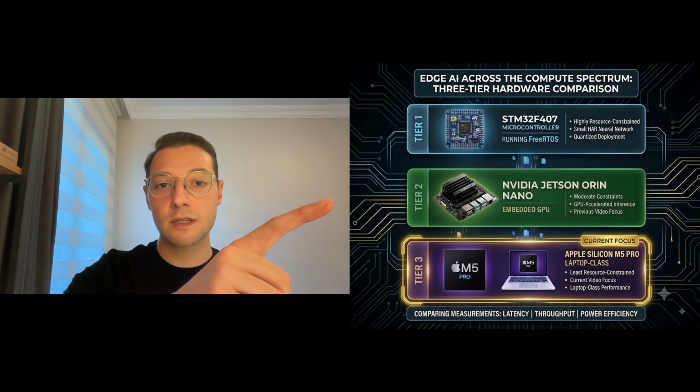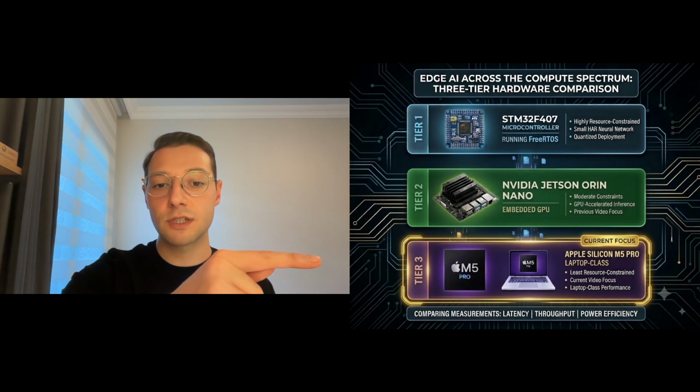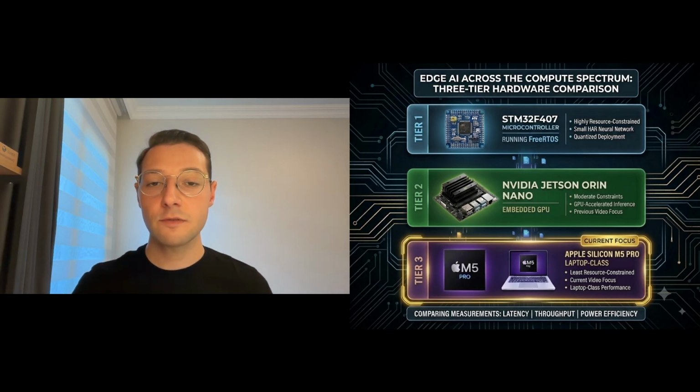Tier 2 was an embedded GPU board, the NVIDIA Jetson Nano. Both videos are linked in the description. This video is covering Tier 3, a laptop-class Apple Silicon chip, the M5 Pro. As this video references the first two videos throughout and also includes a cross-tier comparison of the results, I strongly recommend watching the series from the beginning.